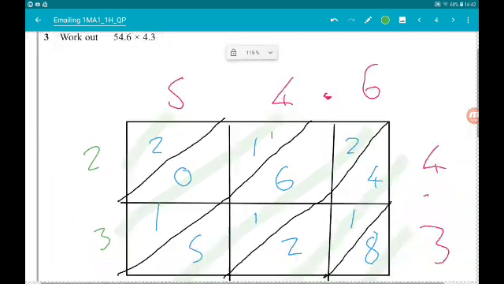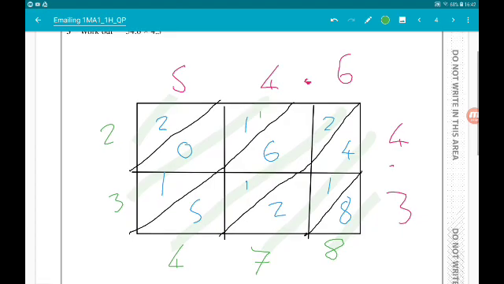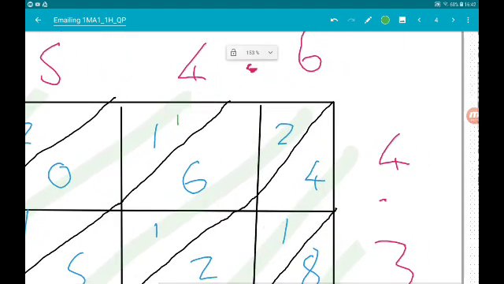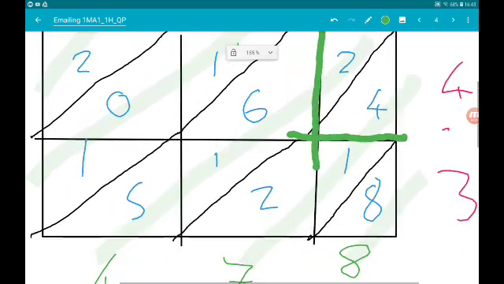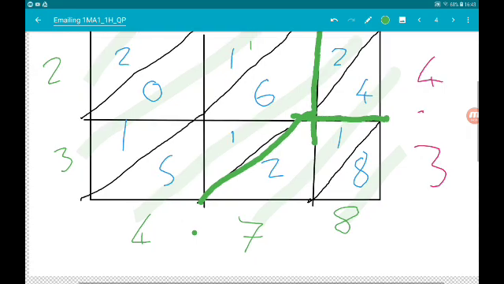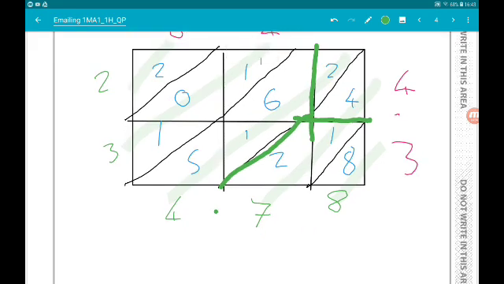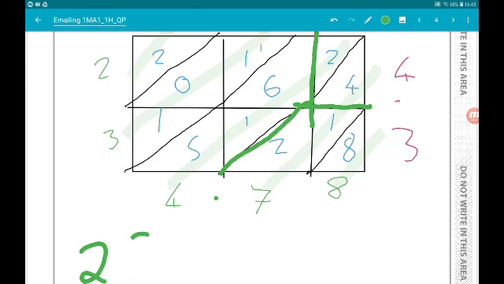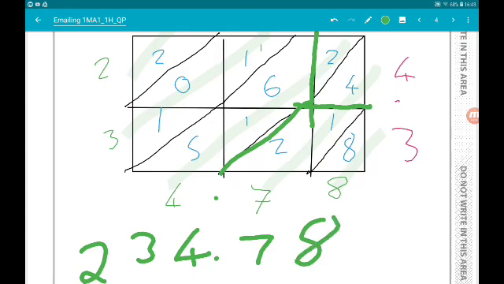So what do we then do with the decimals? Well, imagine this top one, it's cruising down there, the one on the side, it's cruising across. The point where they meet, they then roll out on that line. And the decimal goes there. So our answer is 234.78. Cool.